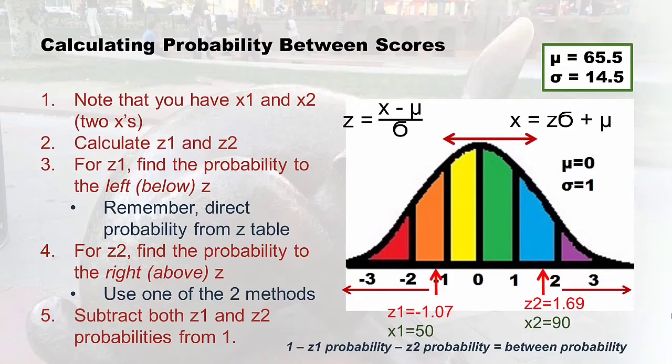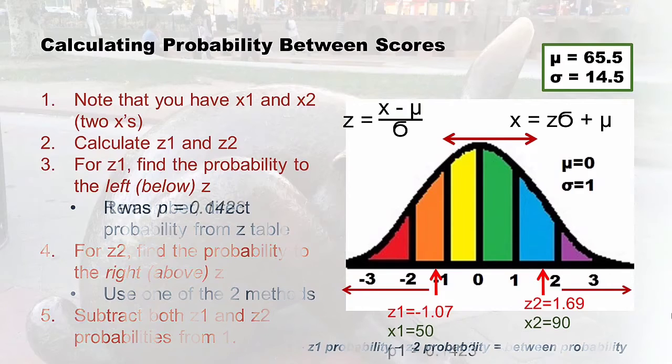And then finally, imagine the whole curve. You're subtracting the piece at the bottom, the z1 probability, and you're subtracting the piece at the top. So you're trimming away those two pieces to get the between probability. So that's the strategy: you find the probability of each of the little pieces on the sides, and you subtract both of those from 1, and that traps whatever's left in the middle.